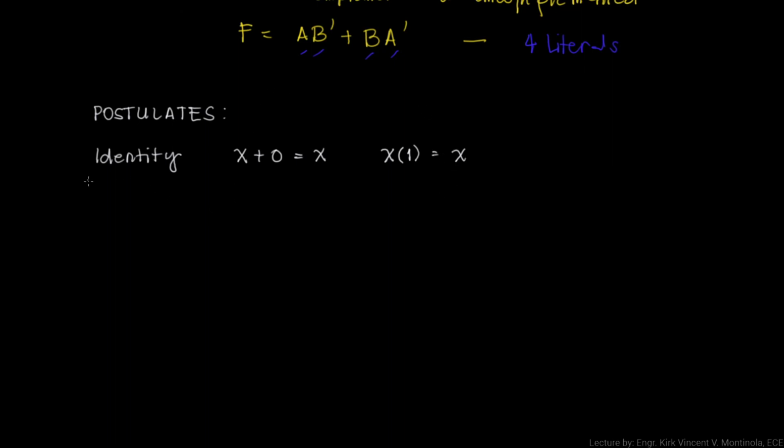Then we have the commutative law, which says that if we have x plus another variable y, then it is equal to y plus x. Same for your multiplication or AND gate: xy is equal to yx.